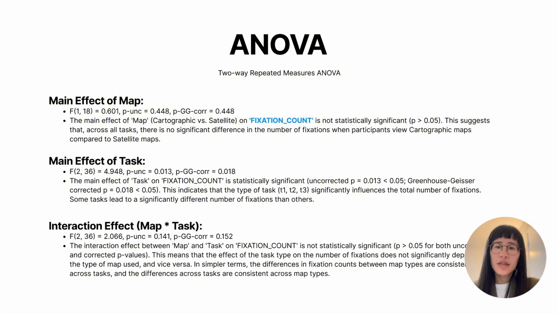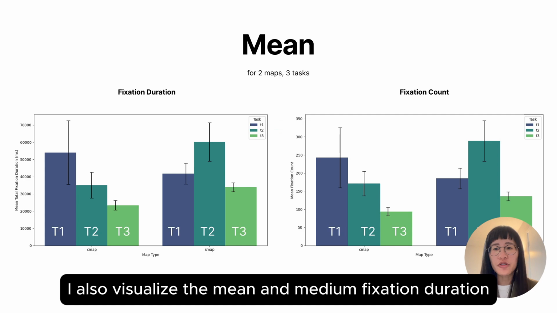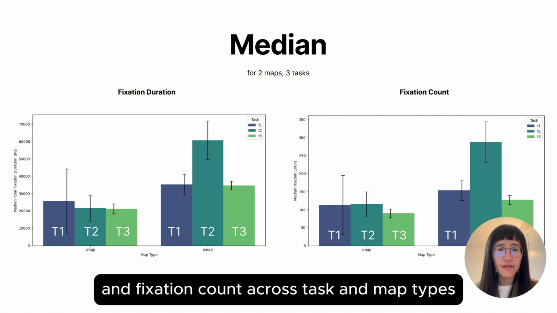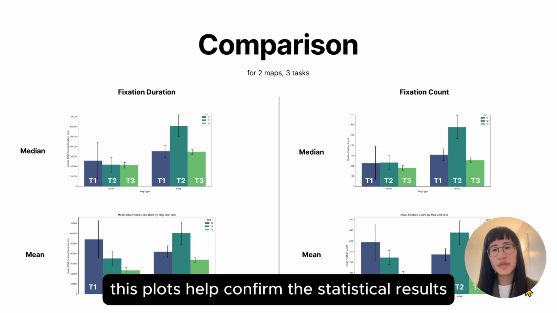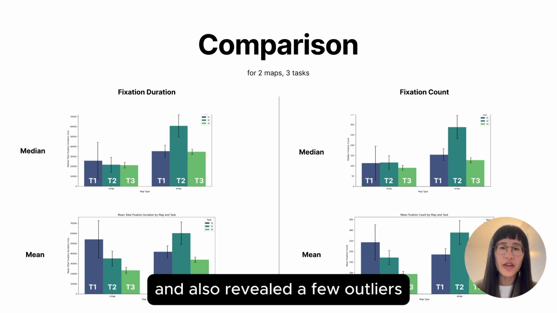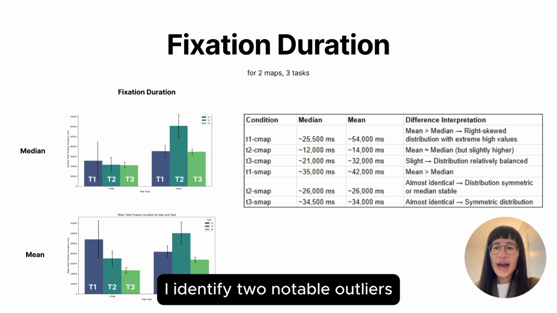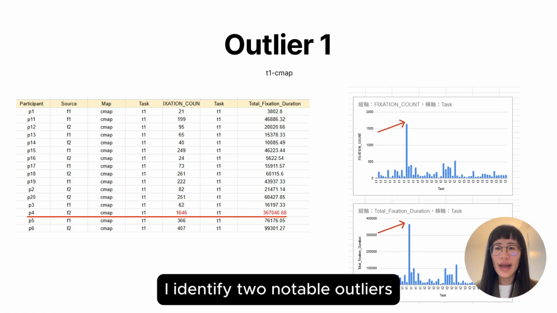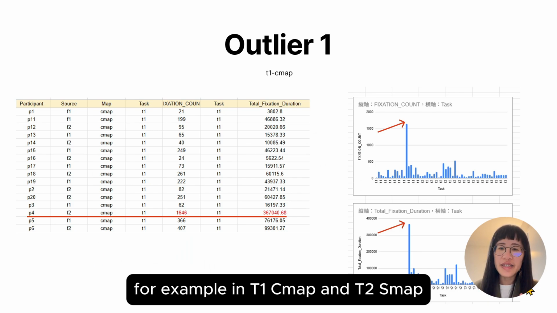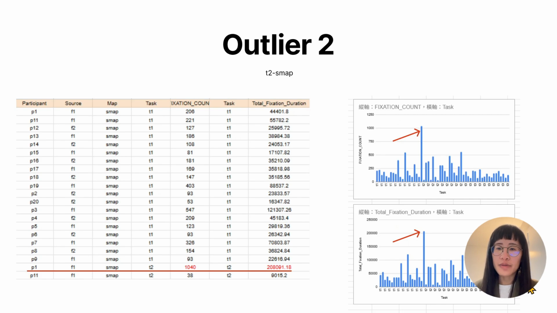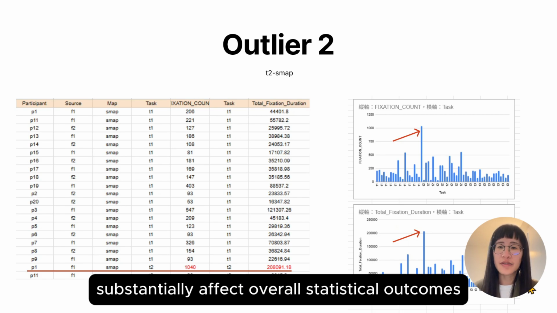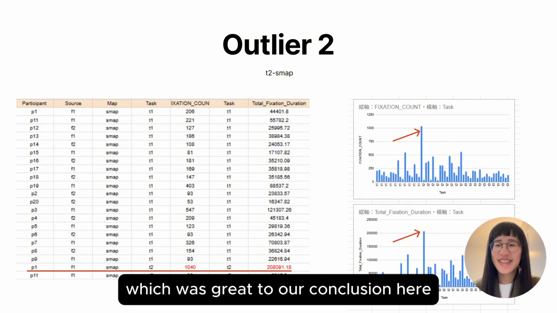To better understand the results, I also visualized the mean and median fixation duration and fixation count across task and map types. These plots help confirm the statistical results and also revealed a few outliers. I identified two notable outliers, for example, in T1 CMAP and T2 SMAP. However, these outliers did not substantially affect the overall statistical outcomes, which was great.